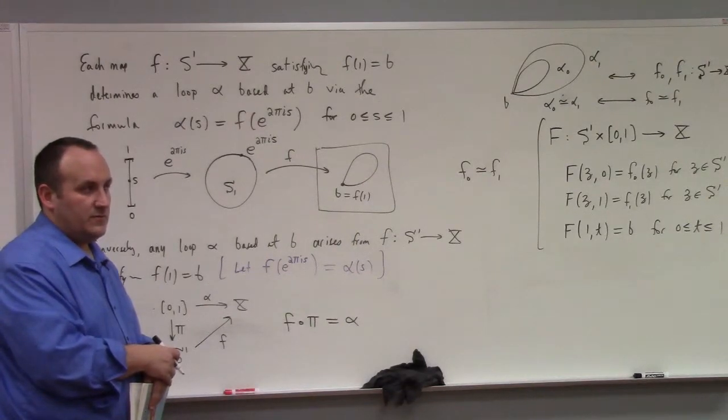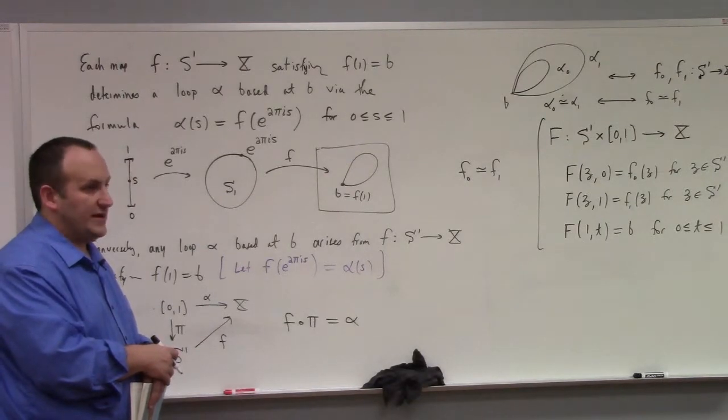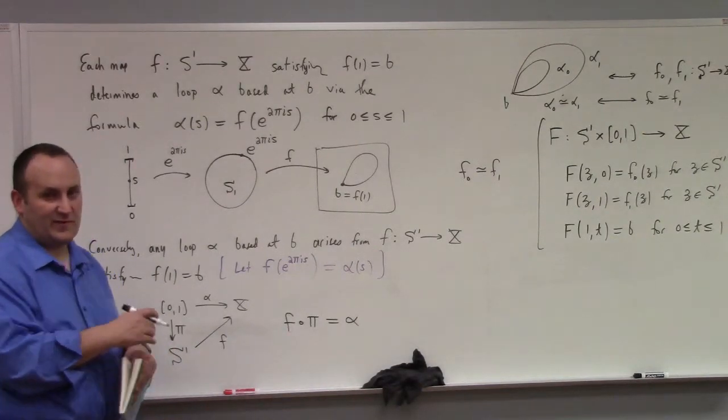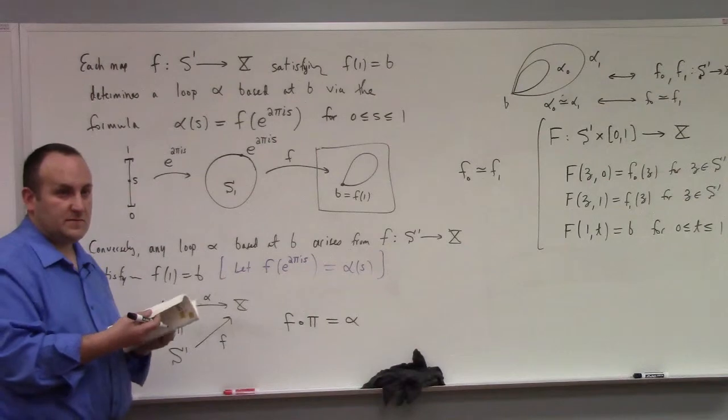So we have either way of looking at homotopy, either as maps from the unit interval or as maps from the unit circle, depending on which is more convenient to your purpose. All right.